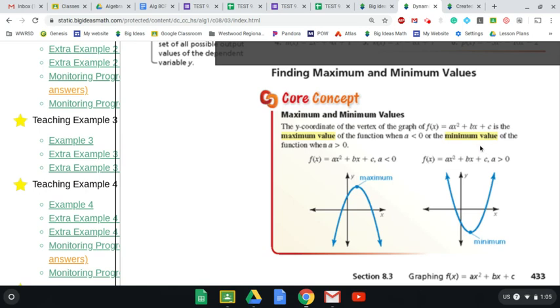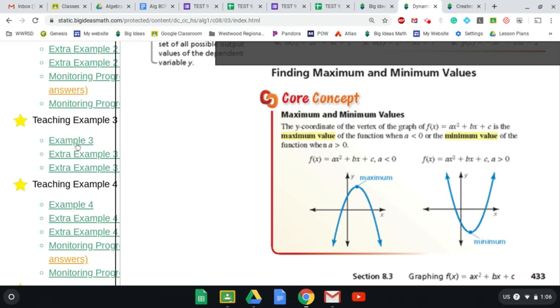The minimum value of a function happens when a is greater than 0, or in other words, when a is positive. If the a is positive, the parabola points up, and now look at the vertex. The vertex is at the very bottom, making this point the minimum point of the graph.